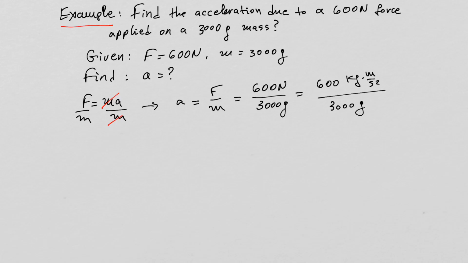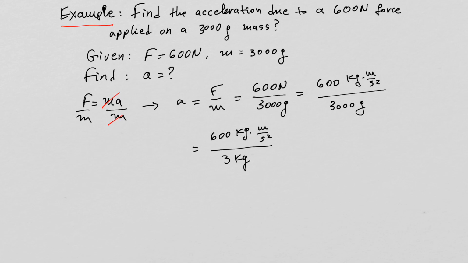But now if I look at the units in the numerator, for mass I have kilograms, and in the denominator for mass I have grams. And so these units currently are incompatible. I can't cancel them out, which means that I must convert the mass of this object from grams to kilograms. Then I'll be able to cancel the mass units. And so let's do that. So I have 600 kilogram meter per second squared divided by 3 kilograms. Here I used the fact that 1,000 grams are equal to 1 kilogram.